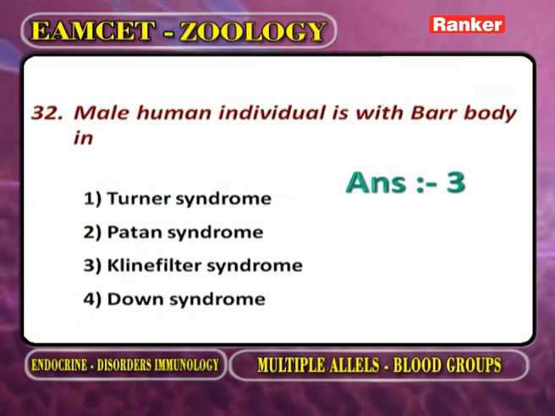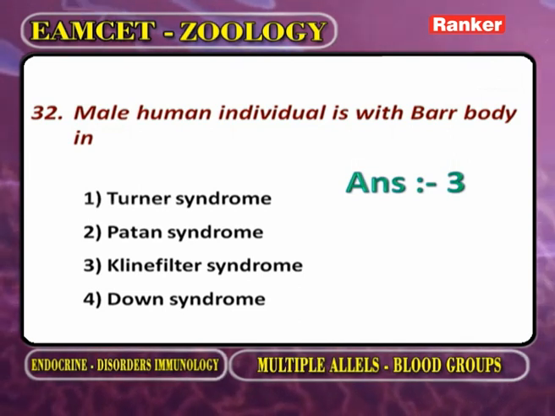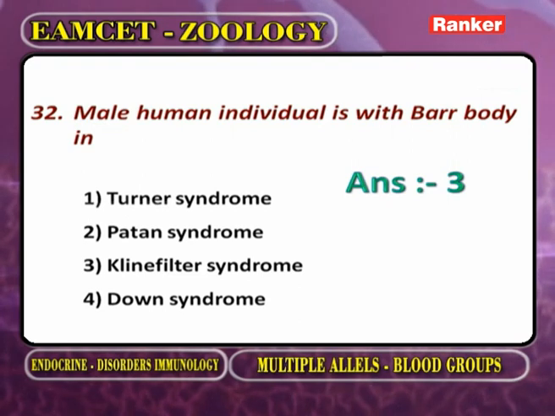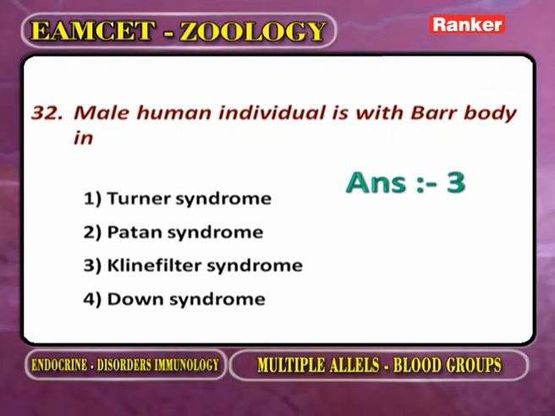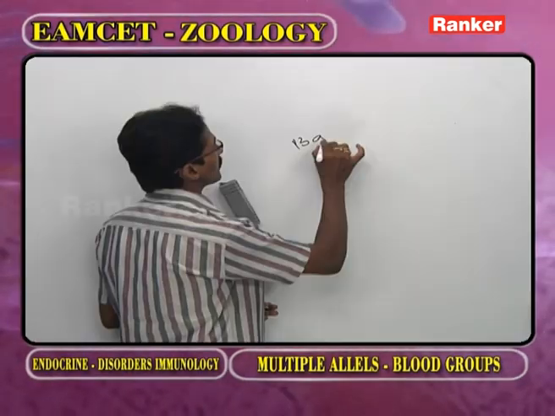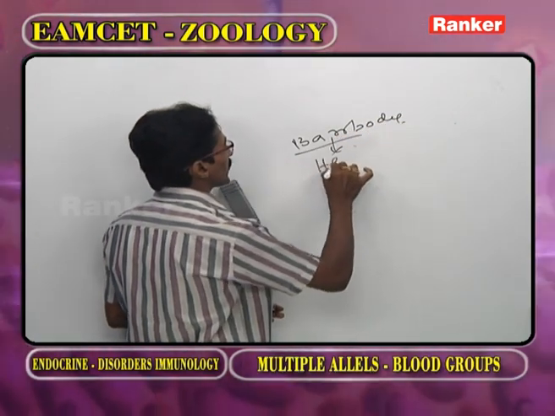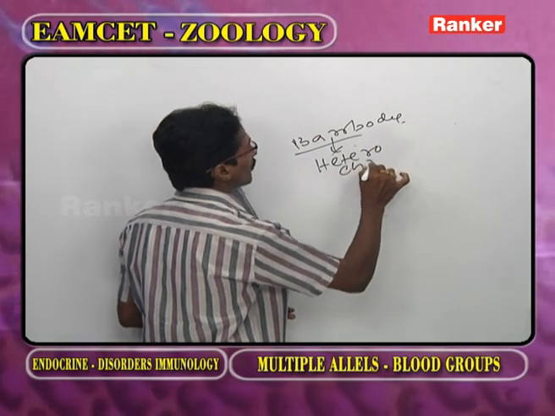Male human individual is with bare body. In all male human beings, there is no bare body. What is meant by bare body? It is heterochromatin.